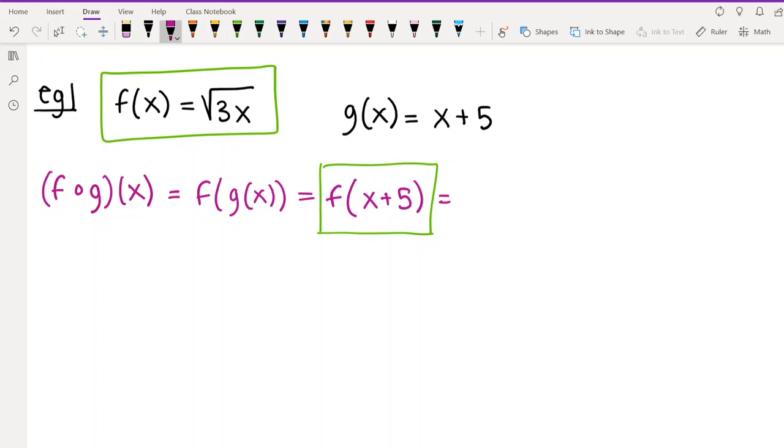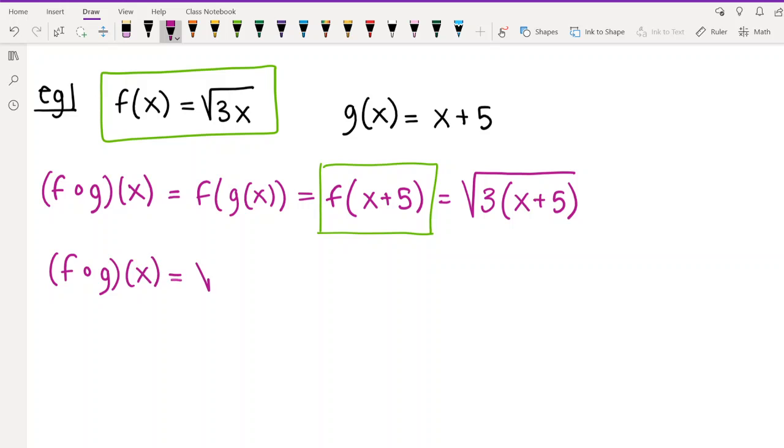And so what is that going to look like? Well, it's going to be the square root of 3 times x plus 5. So I'm just replacing x with x plus 5 because that is our input. And so we can simplify that a little bit and say at the end of the day, our formula for f composed with g of x is the square root of 3x plus 15.